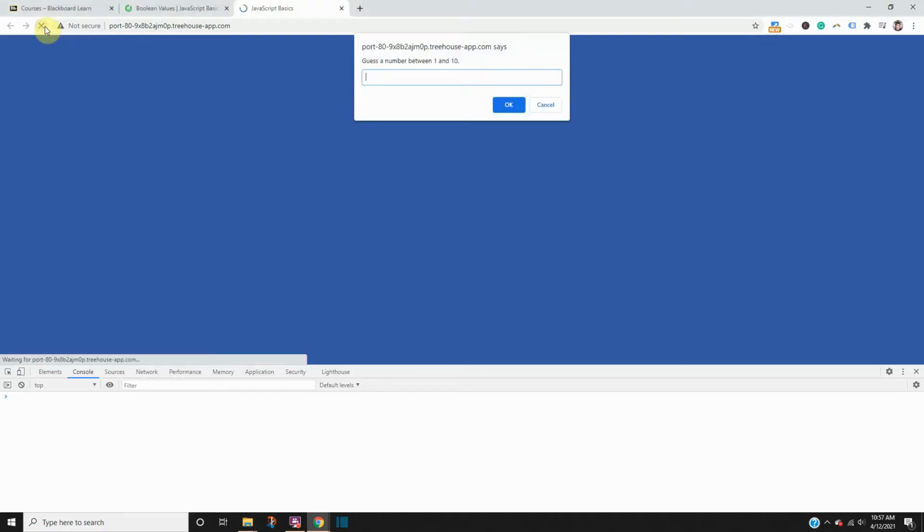I also learned about booleans, and then I made a really simple number guessing game. It allows the user to guess a number between 1 and 10, and then the program returns in the console whether or not they got the answer right.